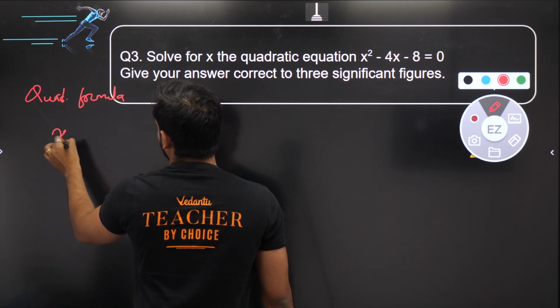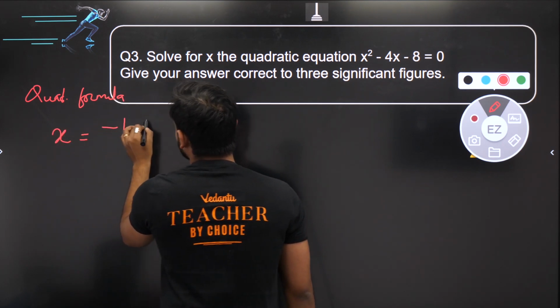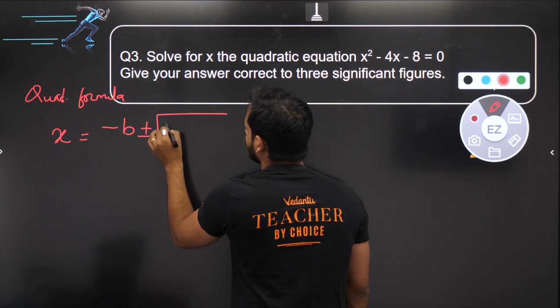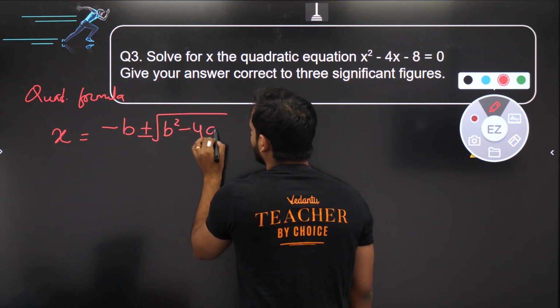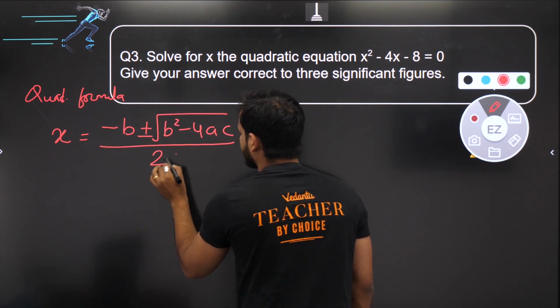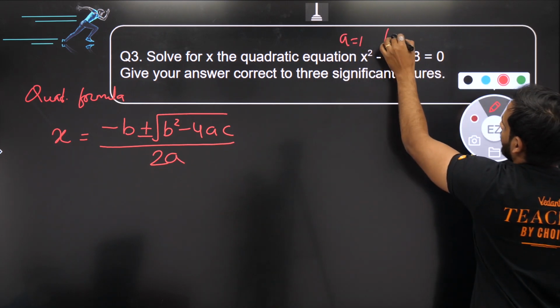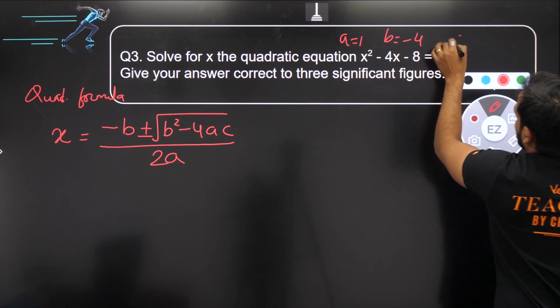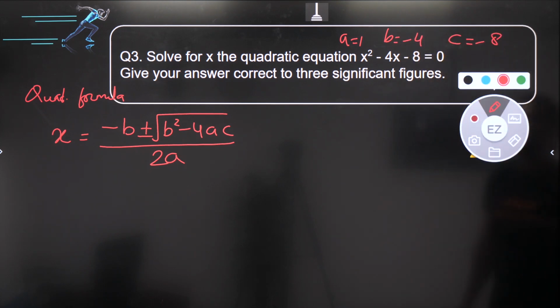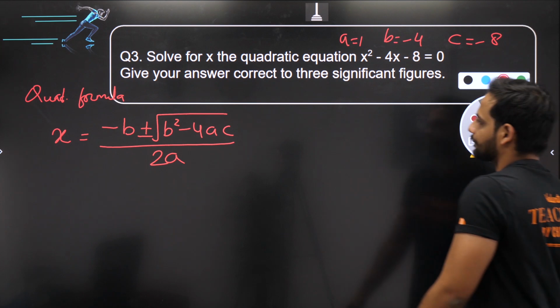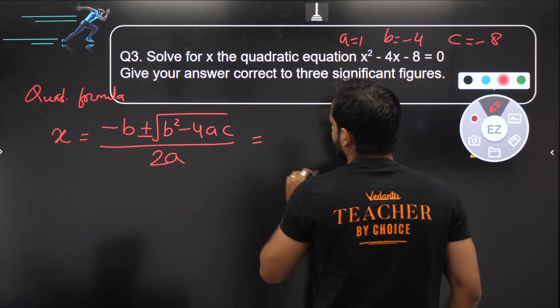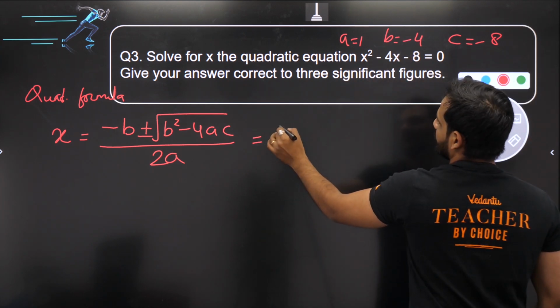What is the quadratic formula? x is equal to minus b plus minus under root of b square minus 4ac, divided by 2a, where in this equation a is equal to 1, the coefficient of x square, b is equal to minus 4 and c is equal to minus 8. Correct? Now let us understand. So beta, what will we be getting? Minus b, that is minus of minus 4, is what?